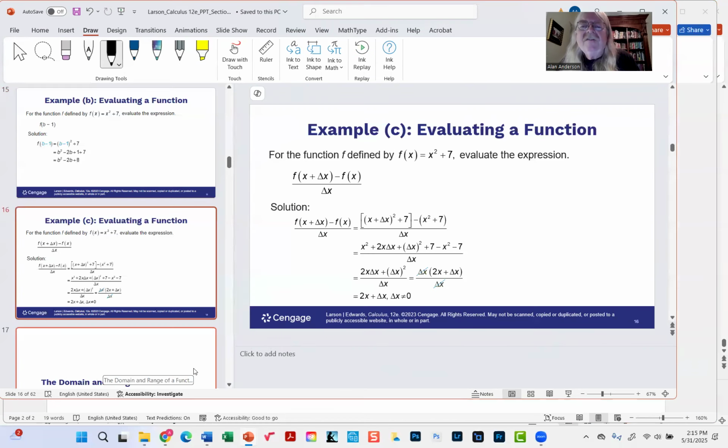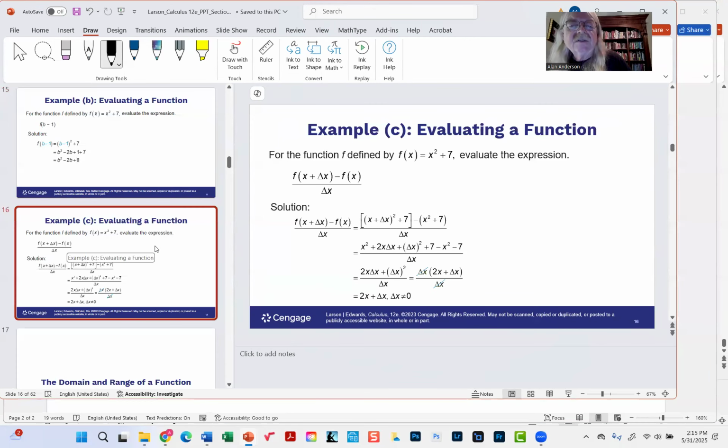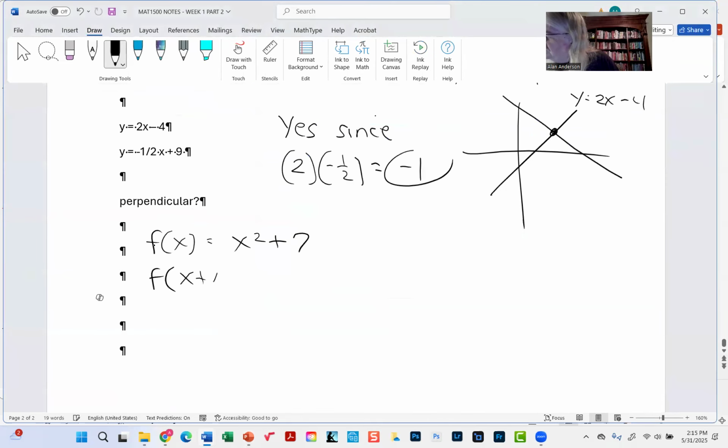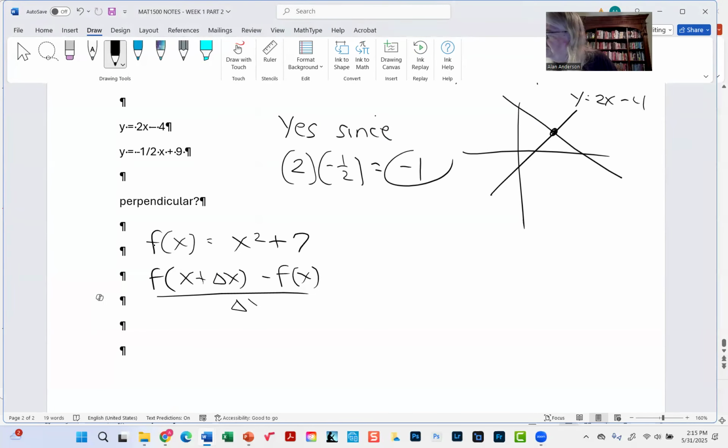We have f of x equals x squared plus 7. And they're trying to evaluate it at x plus, even more than that. They want to know f of x plus delta x, all over delta x. Now, this seems like an odd choice, but soon enough we'll be seeing this all the time. So the f of x is easy. Let us figure out what to do about this f of x plus delta x.